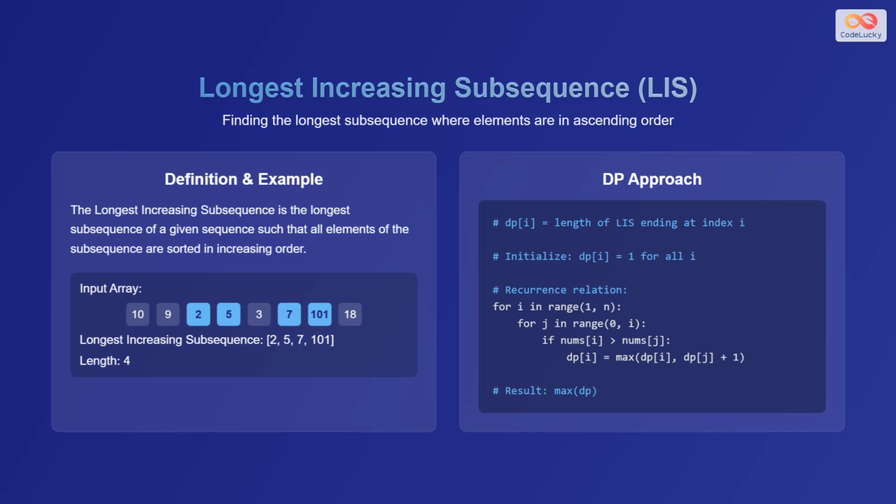The dynamic programming approach for solving this problem is: dp[i] is equal to the length of the longest increasing subsequence ending at index i. Initially, dp[i] is set to 1 for all i. Then we can define the recurrence relation as follows. For i in the range of 1 to n and for j in the range of 0 to i, if nums[i] is greater than nums[j], then dp[i] is equal to the maximum of dp[i] and dp[j] plus 1. The final result is the maximum of dp.